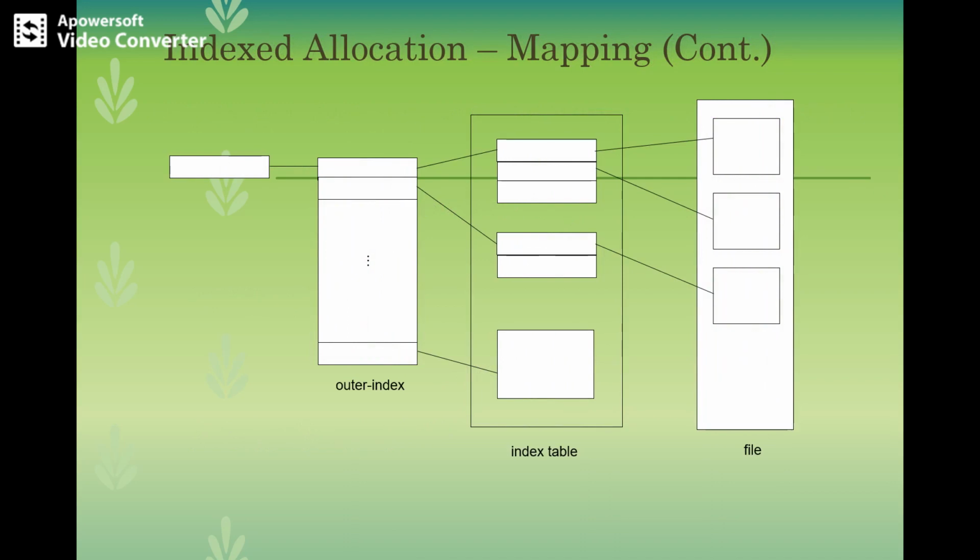So here there will be an index from the outer index to the index table. As you've seen, the index table contains the pointers. From the index table, it will refer to the particular file. The directory entry has the index block, and that index block is like an outer index. This outer index contains a table of only pointers, and these pointers point to the actual data which is stored in the file.